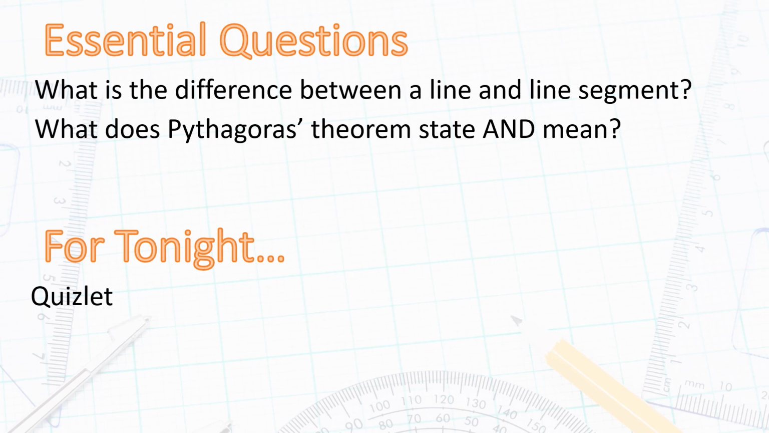Okay, so our central questions for today: what's the difference between a line and a line segment? A line goes on forever. A line segment is a portion of a line. We kind of misuse those terms a lot in our everyday language. We tend to refer to all line segments as lines, and we don't actually see very many actual lines in our day-to-day life. Pythagoras' theorem is a squared plus b squared is c squared.